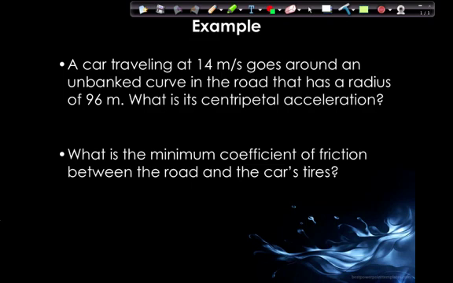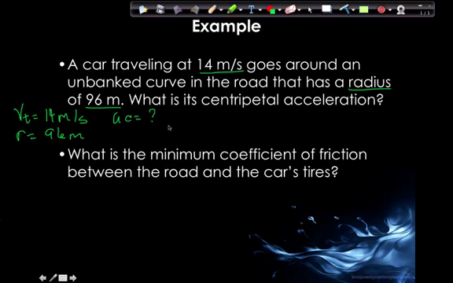Okay, so first thing, I'm going to translate the problem. So we have a velocity of 14 meters per second, so that's our VT. Because it's traveling in a curve, it's our tangential velocity. And unbanked really just means flat. If it's banked, it's kind of at a tilt. A radius of 96 meters. It says radius right here. All right, and we're looking for the centripetal acceleration.